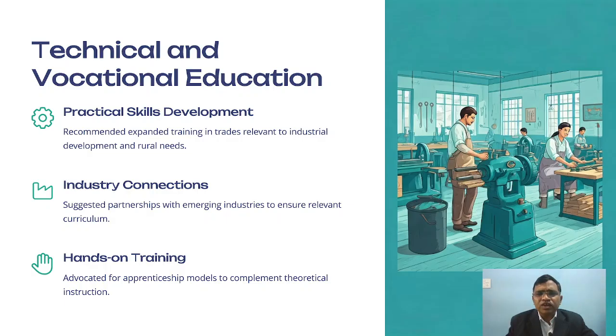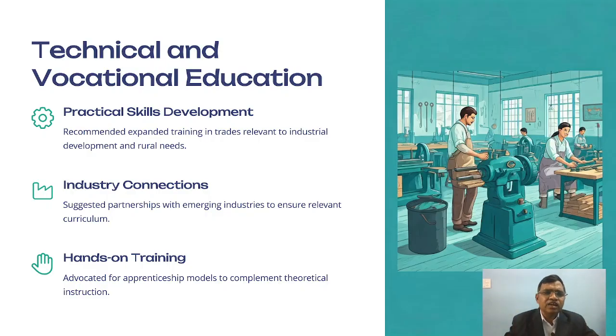Then technical and vocational education. So this particular Hartog committee emphasized blended things, technical as well as vocational training. So practical skills development, industry connections, and hands-on experience. What is practical skills development? Recommended expanded training in trades relevant to industrial development and rural needs. Industry connections suggest partnership with emerging industries to ensure relevant curriculum. Hands-on training advocates apprenticeship models to complement theoretical instruction.